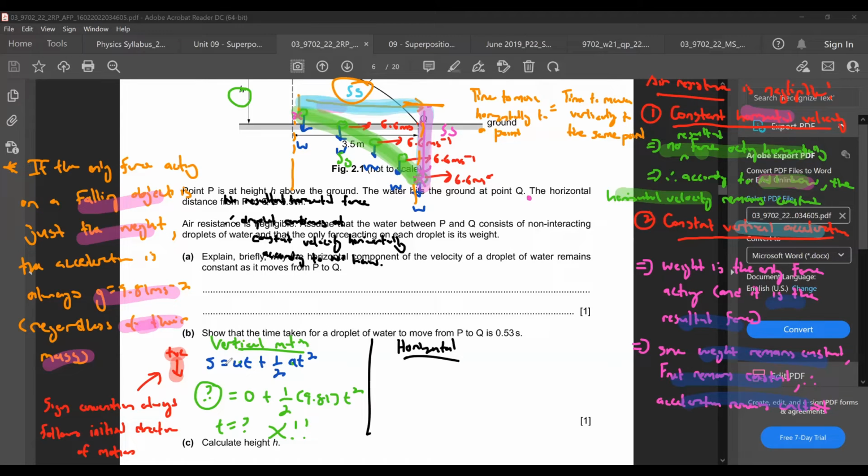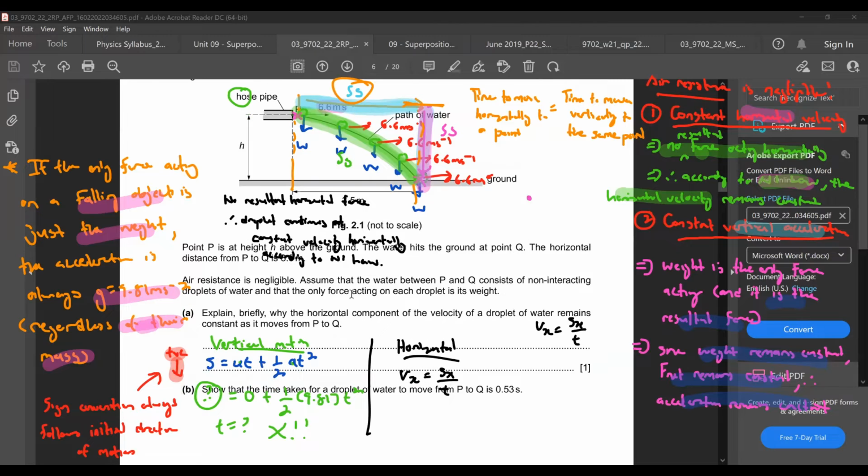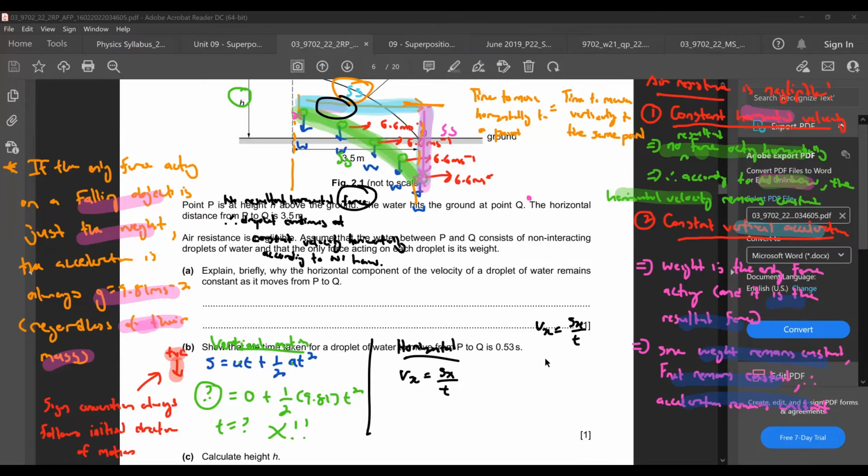Okay, this one, the one that I wrote here, cannot be used. Let's just say I use horizontal. Now for horizontal, I can use Vx equals Sx over T. The x here is just determining the horizontal component. So Vx is Sx over T. Now this one I can use because I know my component of velocity horizontally, which is 6.6. I also know my horizontal displacement, which is 3.5. So this is something that I want to use actually.